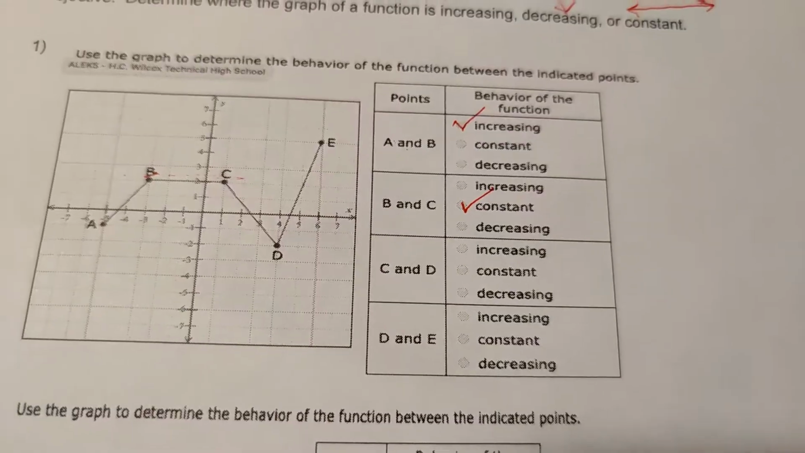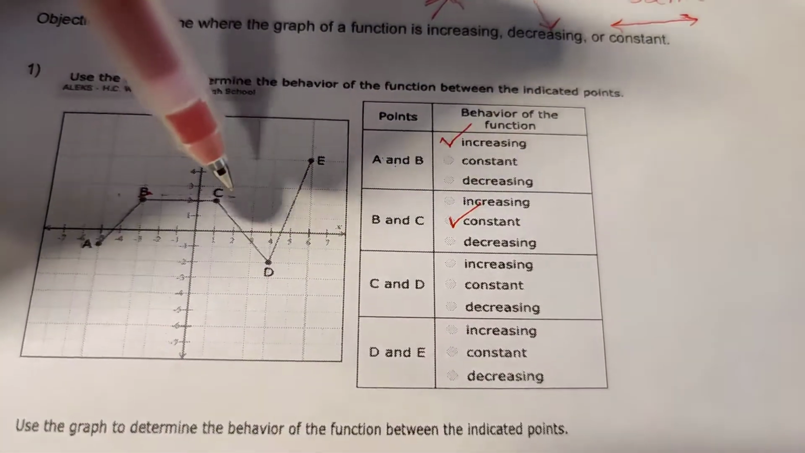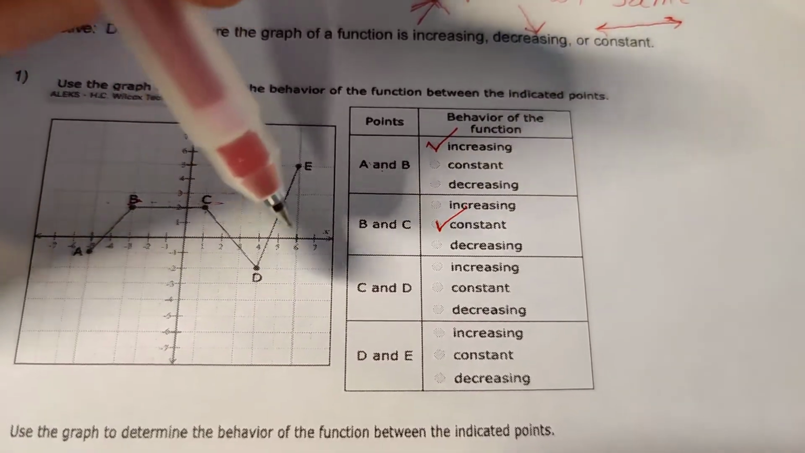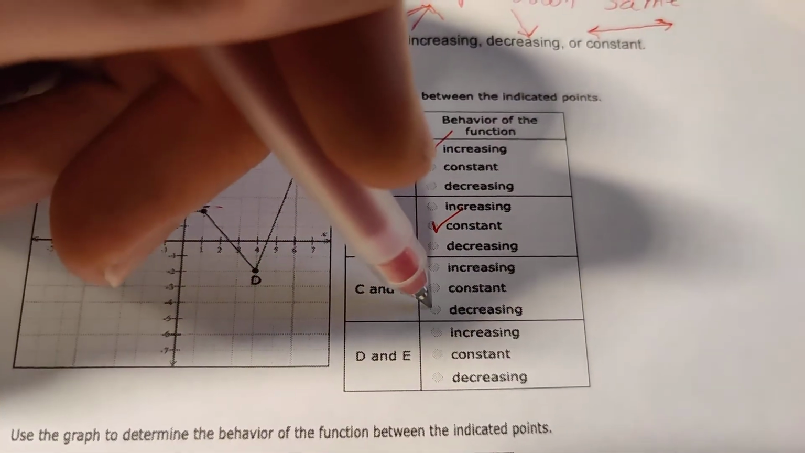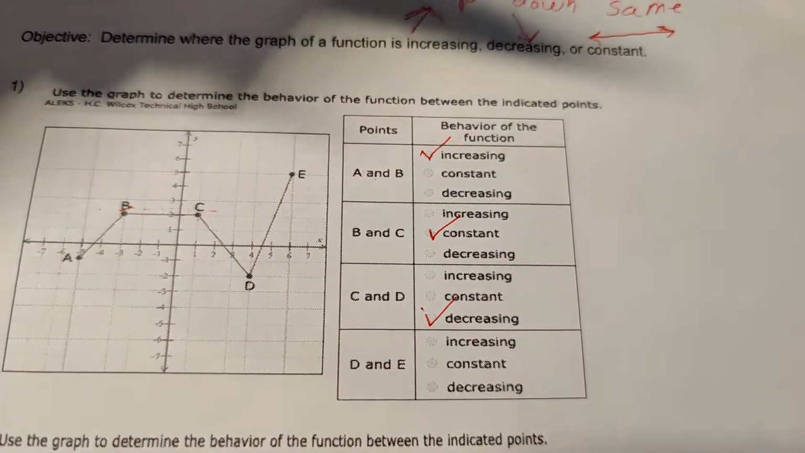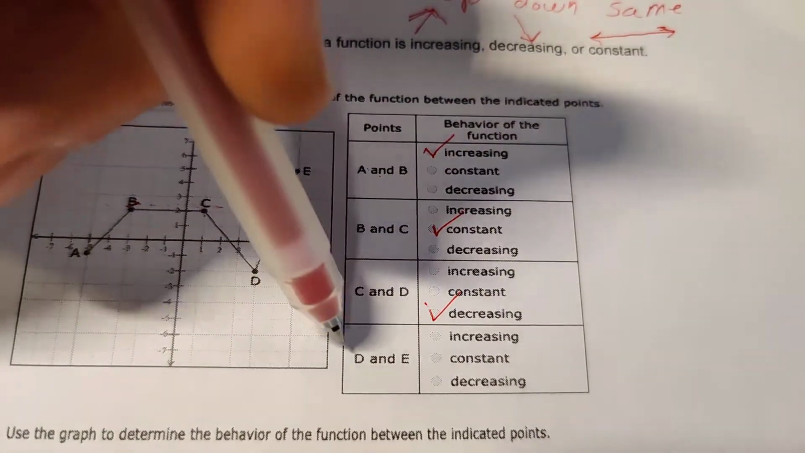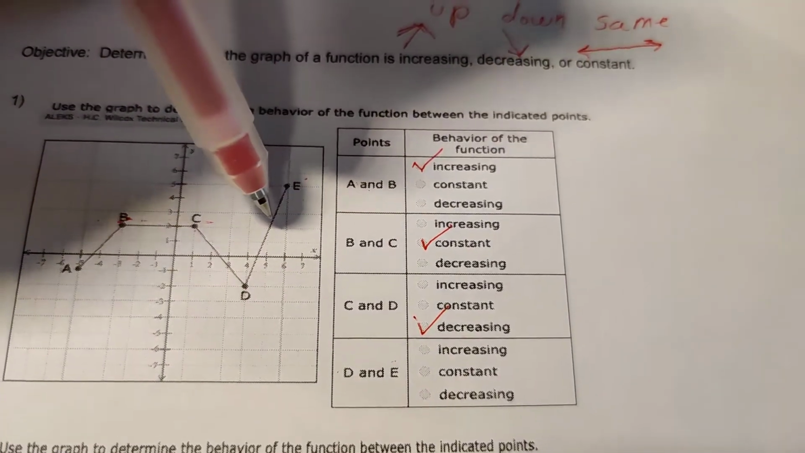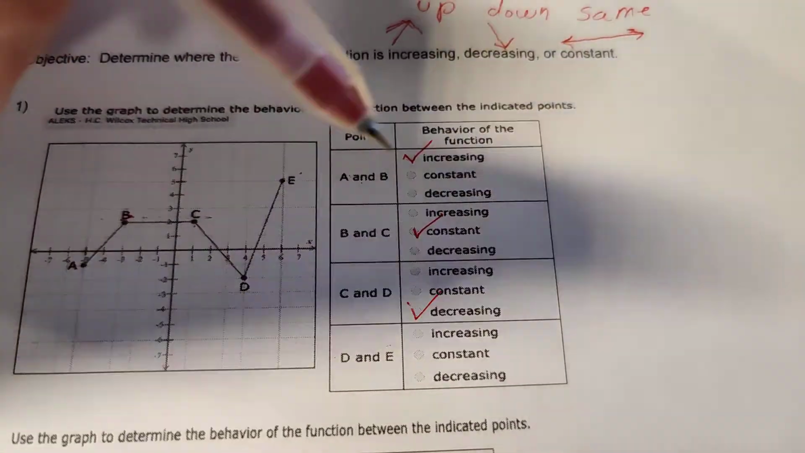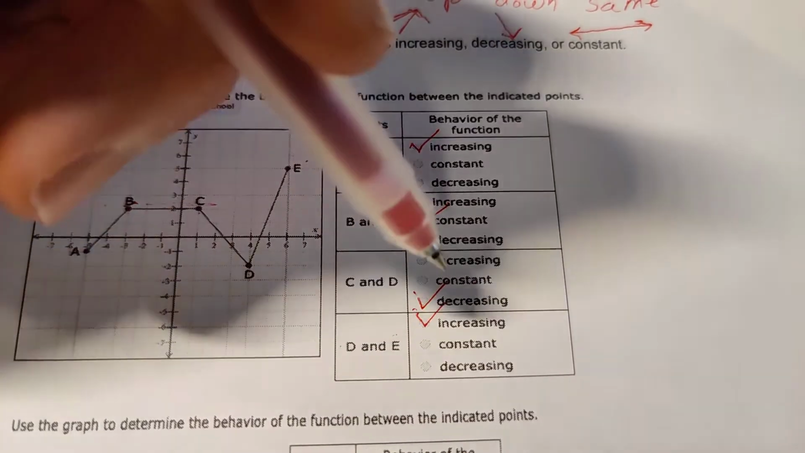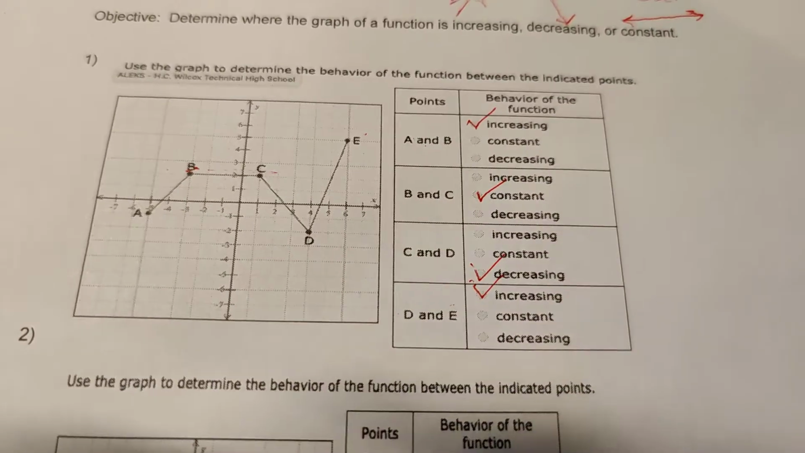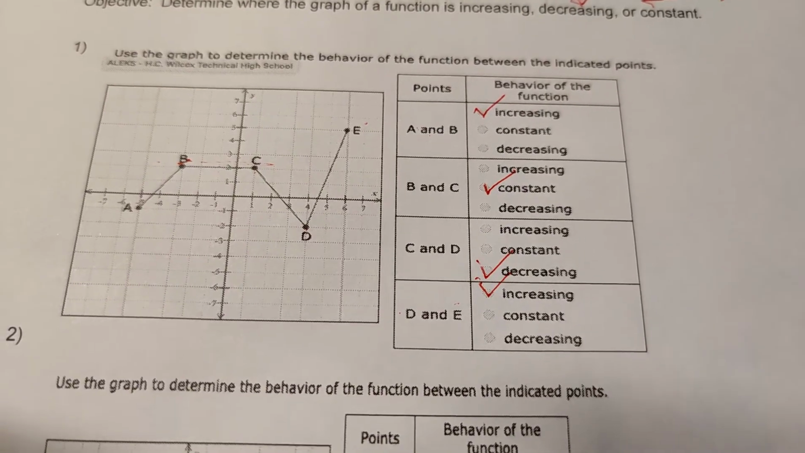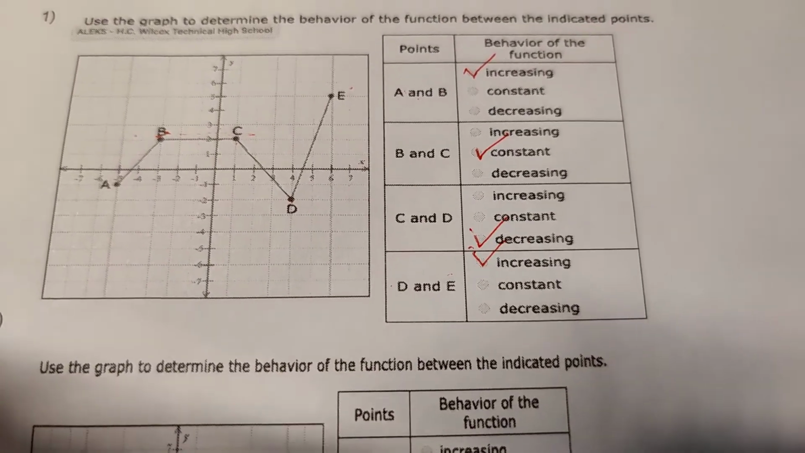Okay. Next one, C and D. Between C and D, what's happening? It's moving downward, so it's decreasing. Okay. And last one, D and E. What's going on between these 2 points? Well, clearly it's moving up, so it's increasing. All right. So that's it. That's really all this topic requires. I think you'll complete this assignment really fast.